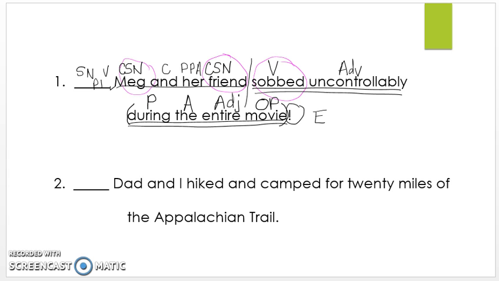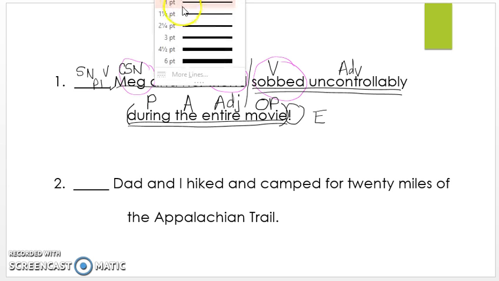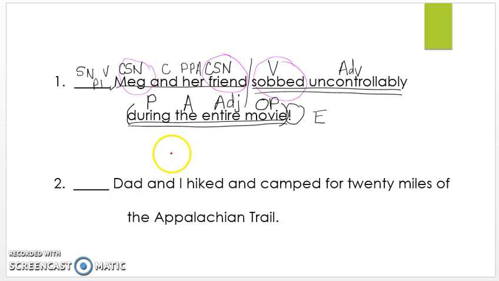Okay, awesome. All right, let's change colors on our pen just for fun. Let's read the next sentence together. Dad and I hiked and camped for 20 miles of the Appalachian Trail. All right, so you see any prepositional phrases? See any prepositions? I see for. For what? Oops. Sorry about that. For what?